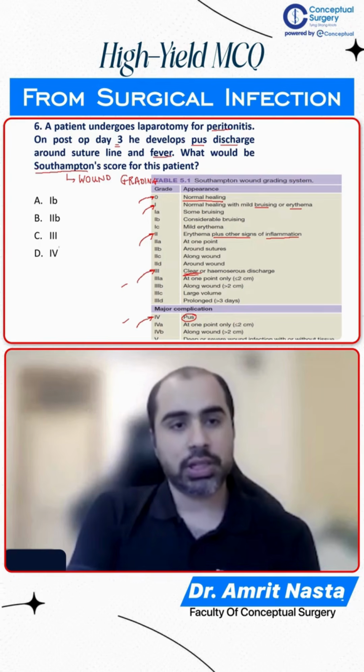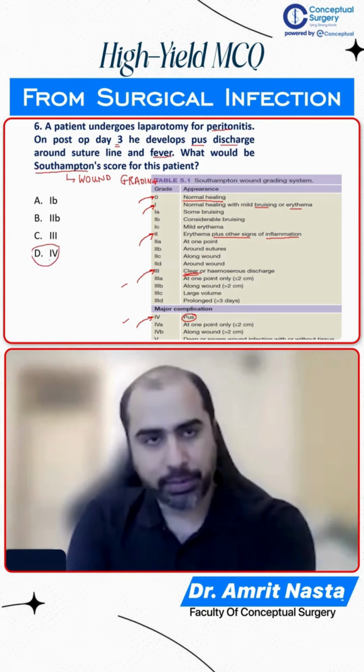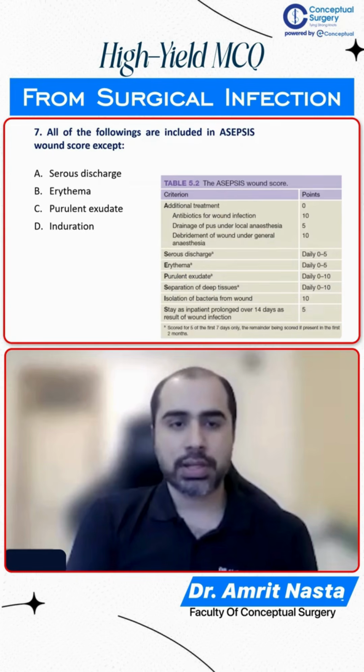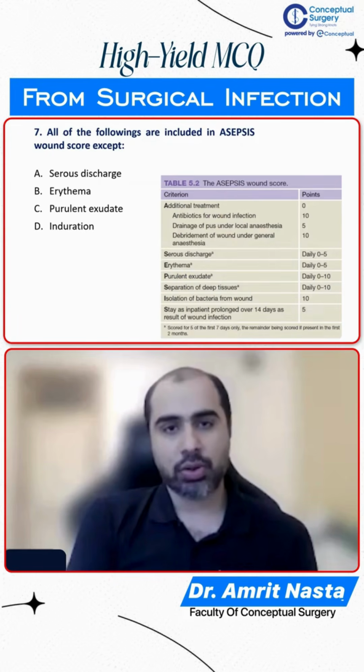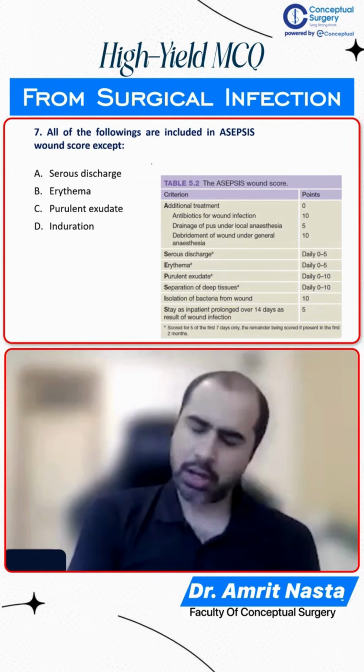Here there is purulent discharge, answer is going to be grade 4. That's how you should think, right? This is a trick question. This has been asked in a lot of entrances, not just at a PG or a UG level, but entrances across.